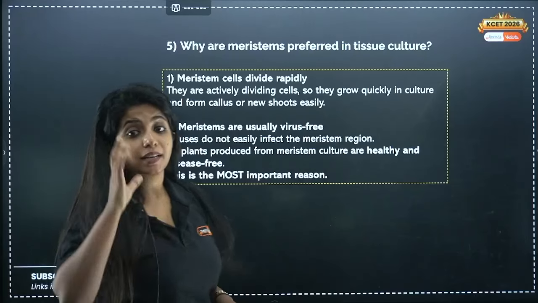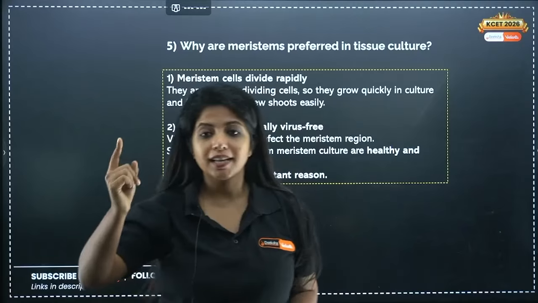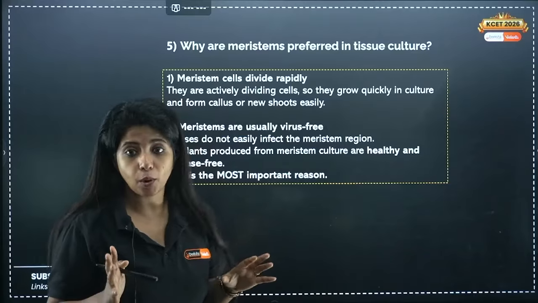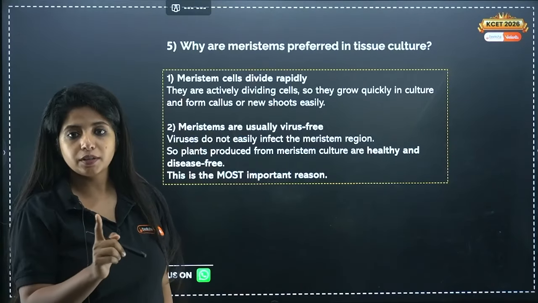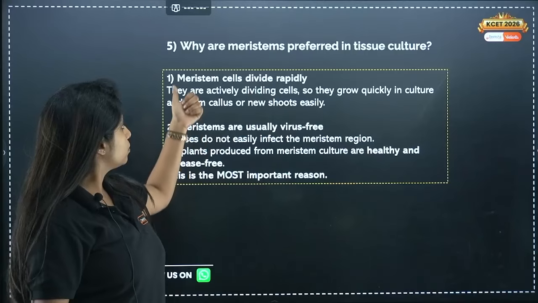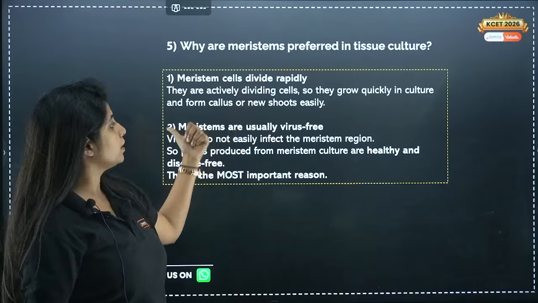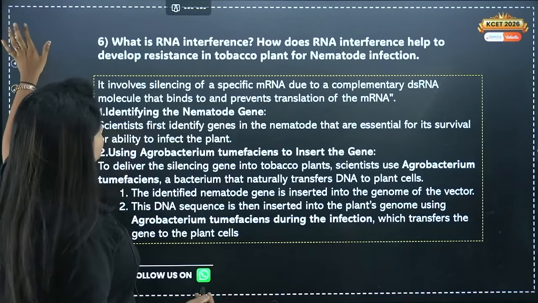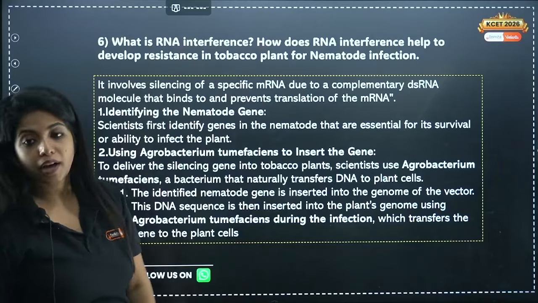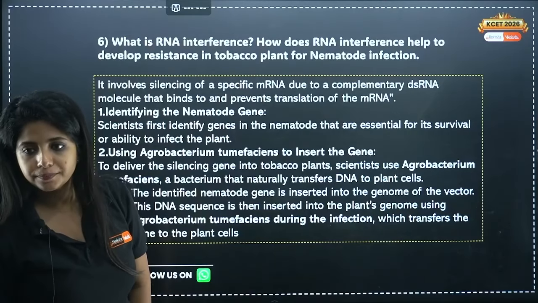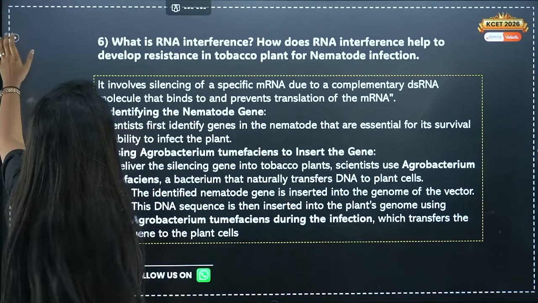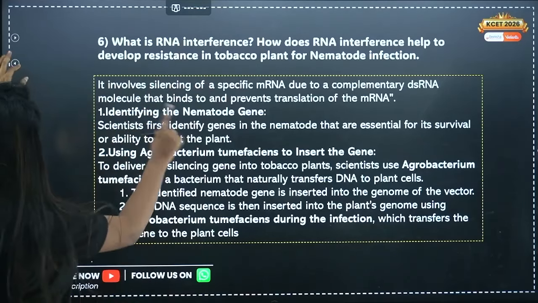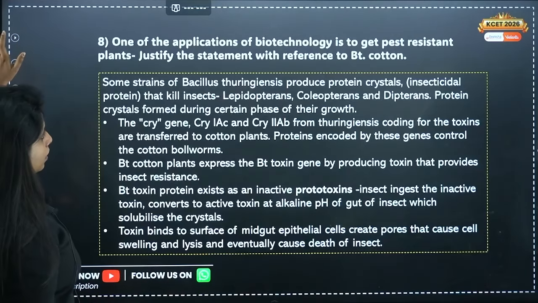Why are meristematic cells preferred in tissue culture? First, they can divide rapidly. Second, I told you they are virus free, and this is very important. Axillary and apical meristem. So they are dividing rapidly, and the second thing, they are usually virus free. This can be asked like an MCQ, which is why I added it. And now you have the RNA interference technique. Okay, and we discussed that. Remember, tobacco plant, and it is Meloidogyne incognita, which is the nematode's name.